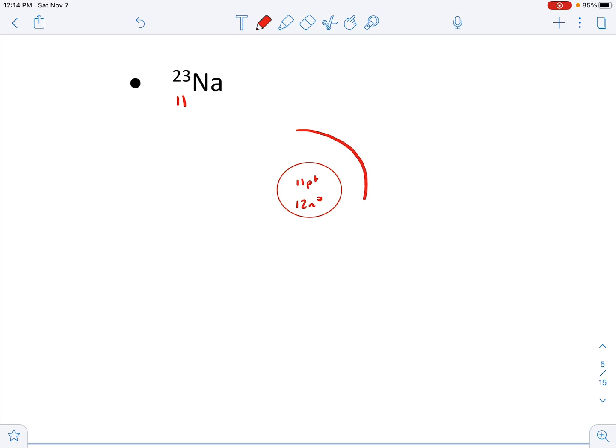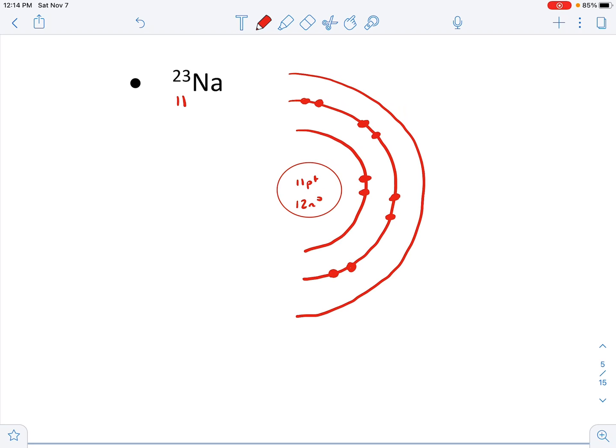And now for our electrons, this is our first energy level. Remember, 2 electrons fit in that first energy level. 1, 2. All right, our second energy level. We can fit 8, so 1, 2, 3, 4, 5, 6, 7, 8. Awesome. So now I've placed 10, so I've got 1 more to go. And then there's 11. All right. And if we identify our valence electron, there's only 1. All right. Awesome. See you next time.